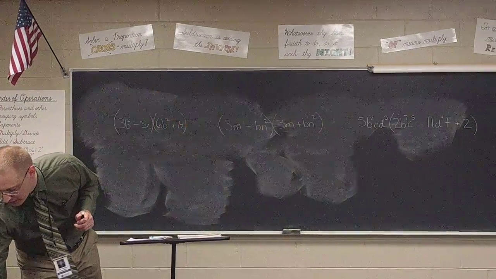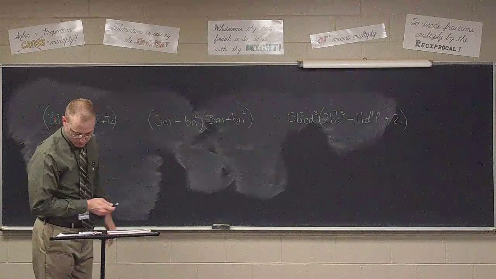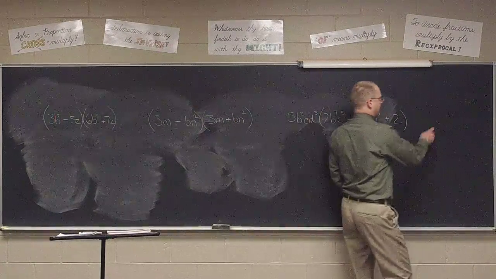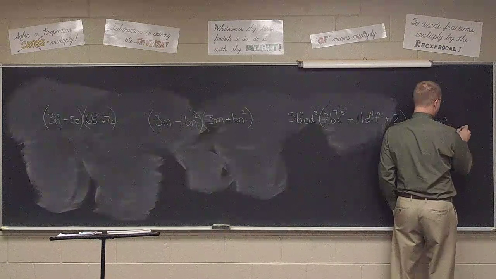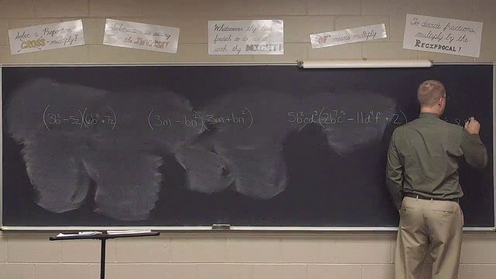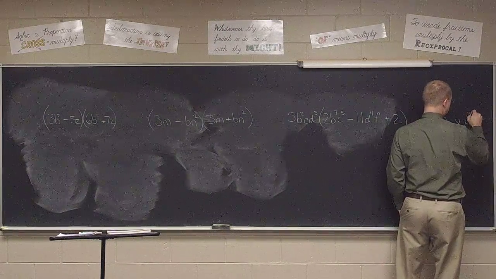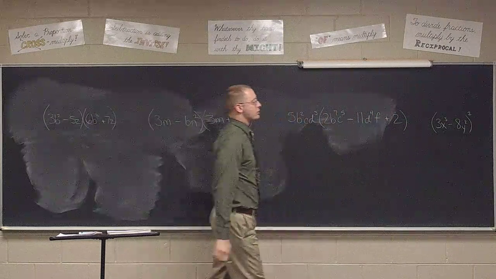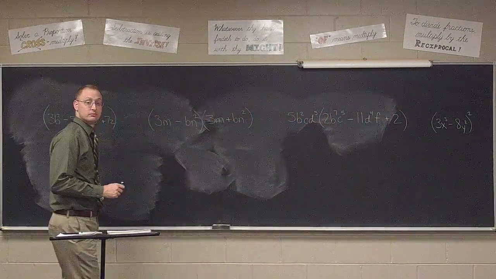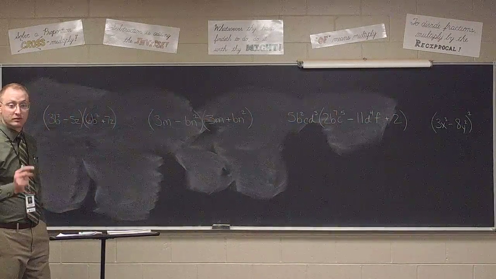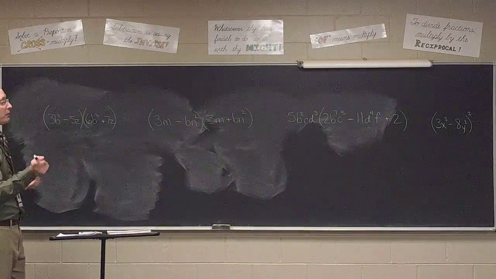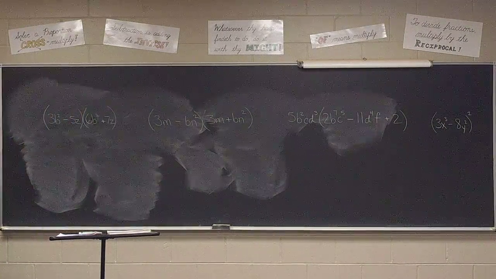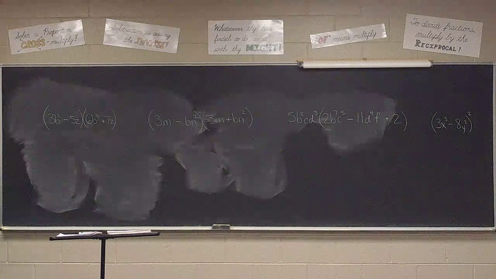Let me go ahead and slide the camera over to make sure I get the whole board here. And if I had something like a 3x cubed minus 8y squared, squared, what would I need to do to square the binomial? Good. Square the first, square the last, multiply, double to get that perfect square trinomial. At your seats, working all 3 of these.